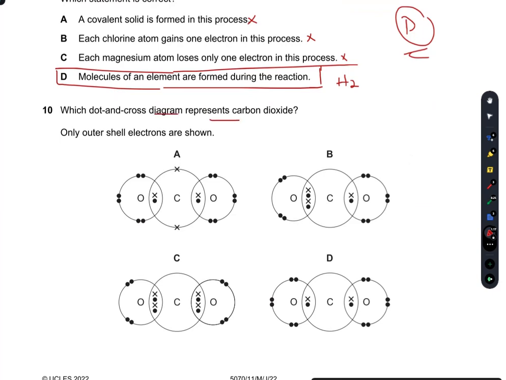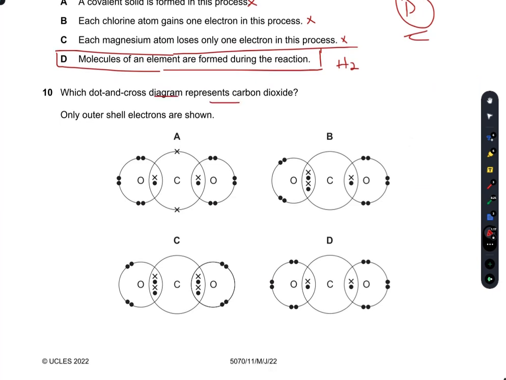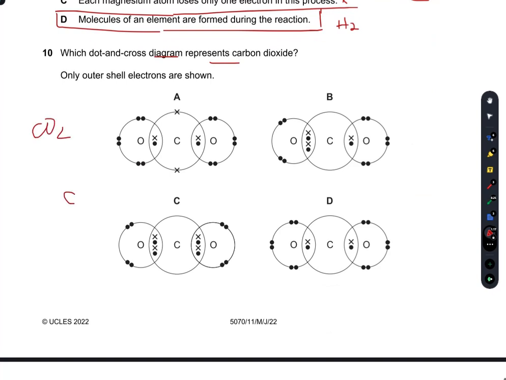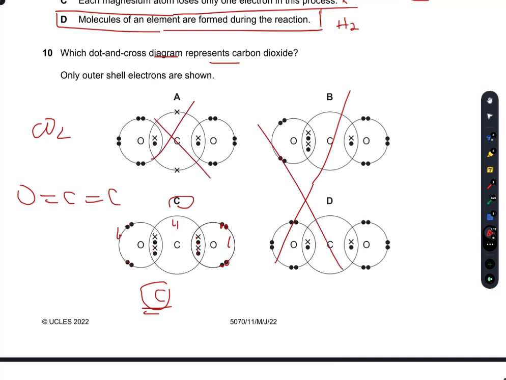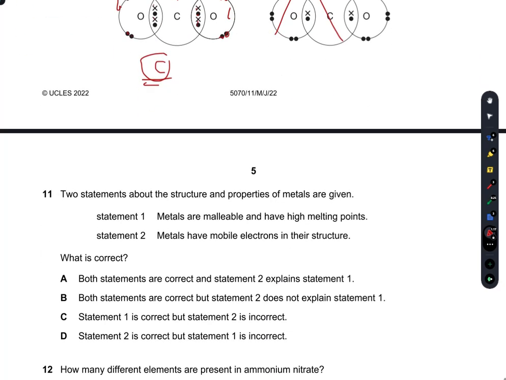Which dot and cross diagram represents carbon dioxide? So for carbon dioxide, it is carbon double bonded to oxygen on both sides. Oxygen has 1, 2, 3, 4, 5, 6 electrons in its outermost shell. We know this. And carbon has 1, 2, 3, and 4. So carbon has 4, oxygen has 6 in its outermost shell. So this is true, so that means that C is our right option. You can check others as well. They do not satisfy that oxygen has 6 electrons in its outermost shell.